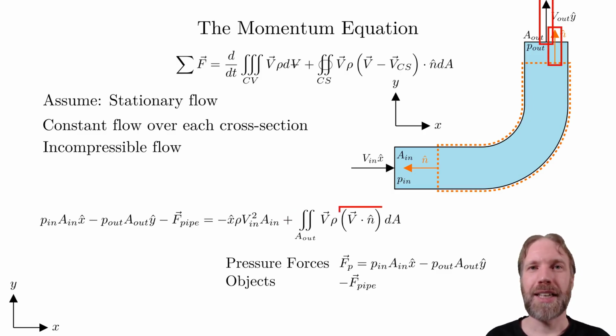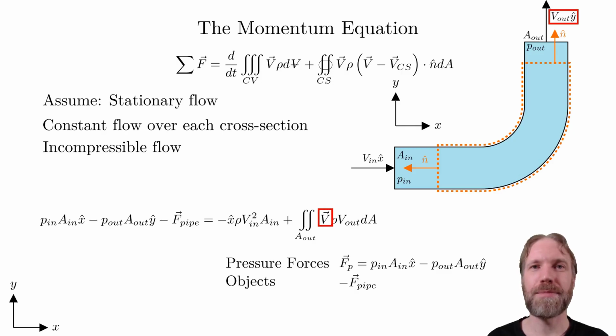At the outlet, the velocity and normal vector have the same direction. This turns the dot product into positive V out. V is in this case V out y hat. We combine the V out terms. And the integral becomes a multiplication with A out.